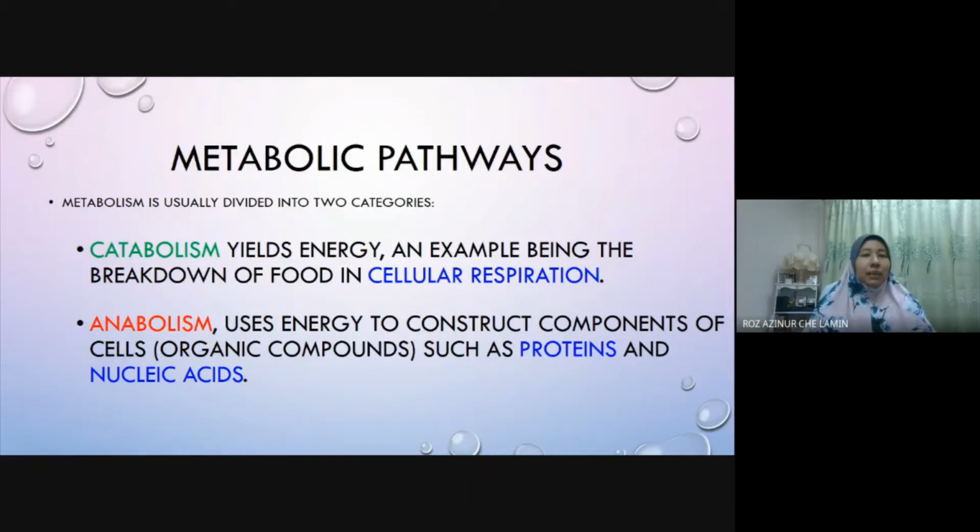Usually, metabolism is divided into two categories. First is the catabolism, second is the anabolism. Catabolism, which yields energy, an example being the breakdown of food in cellular respiration, while the anabolism uses energy to construct components of the cell such as organic compounds, for example protein and nucleic acid.